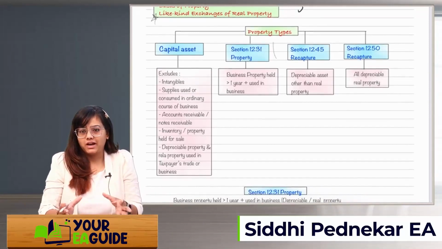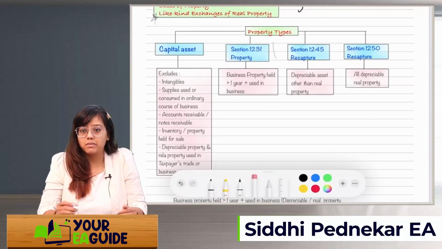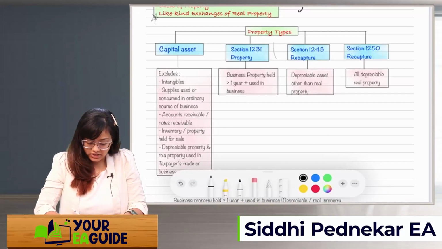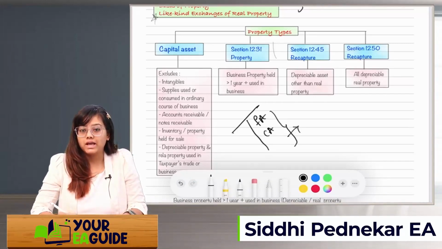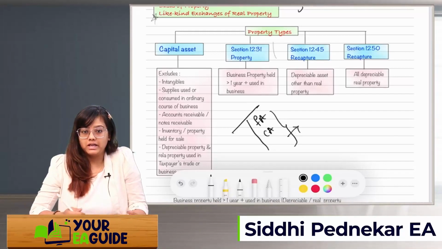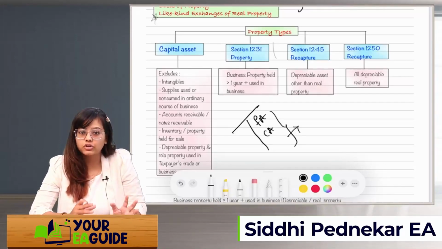Just imagine that there is a balance sheet. In the balance sheet, whatever is there apart from your current assets and your fixed assets will be called your capital assets. Now what will be there apart from the fixed assets and current assets? It can be bonds or any investments. Those are called capital assets for the corporation.